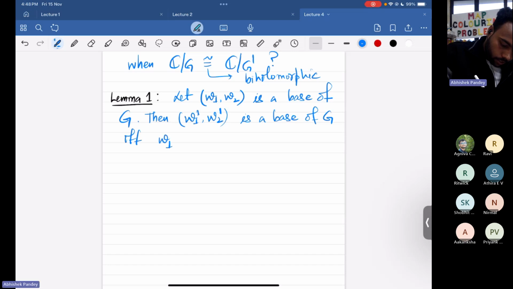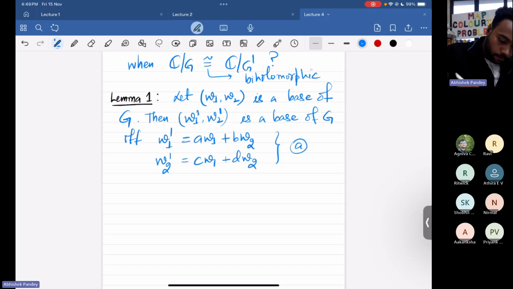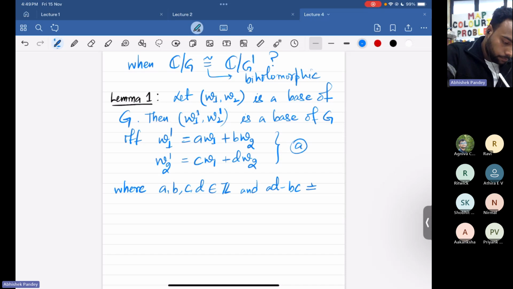this can be written as a linear combination of W1 and W2. Let's call this equation A, where A, B, C, and D belong to the set of integers, and AD minus BC is equal to plus or minus 1. Okay.